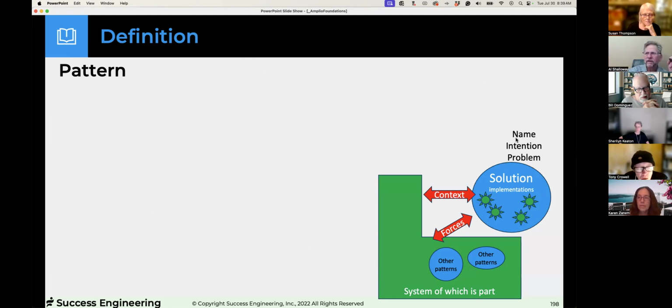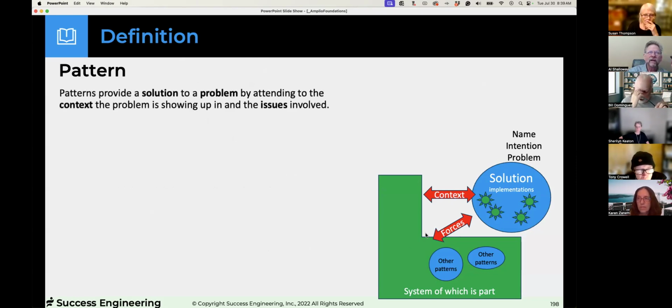And this is how I thought about it. You've got a name. What's the intention? What's the problem you're solving? There are a lot of different solutions. How do you relate to other patterns, and what are the forces you need to consider? So it provides a solution to a problem by attending to the context the problem is showing up in.